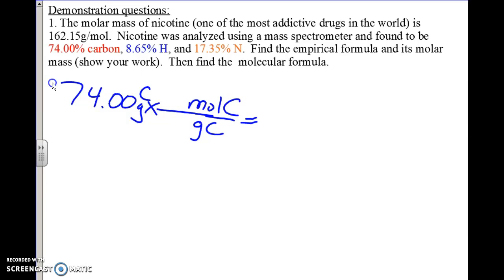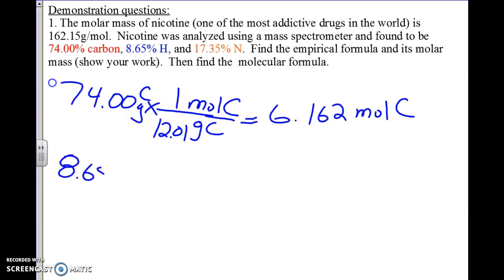I go to the periodic table to get the molar mass, and it is 12.01 grams in 1 mole of carbon. I do the math on that, and I end up getting 6.162 moles of carbon. I do the exact same thing for the other elements. I don't have 8.65% hydrogen. I have 8.65 grams of hydrogen.